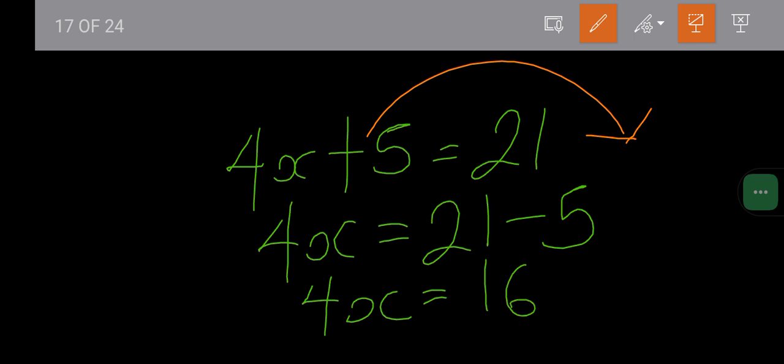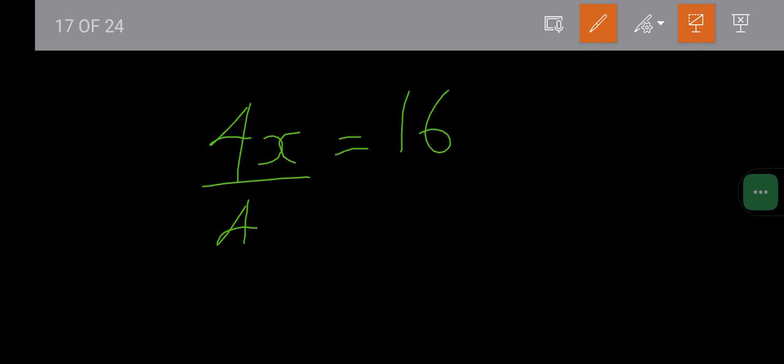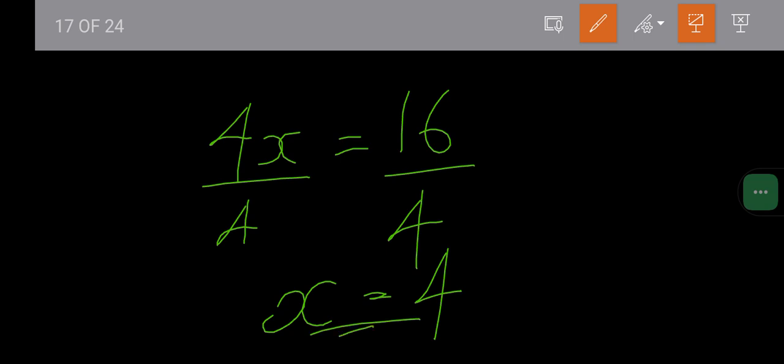And then we're going to divide both sides by 4 in order to make x subject of the formula. x equals 4. If you got that, well done.